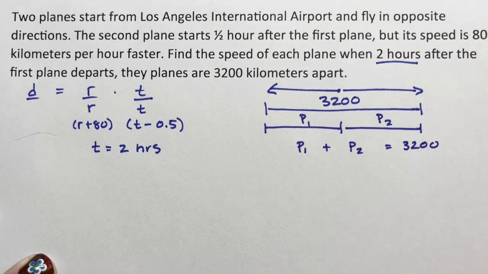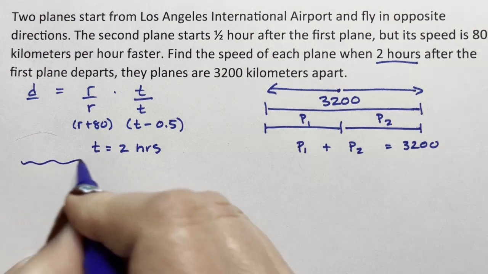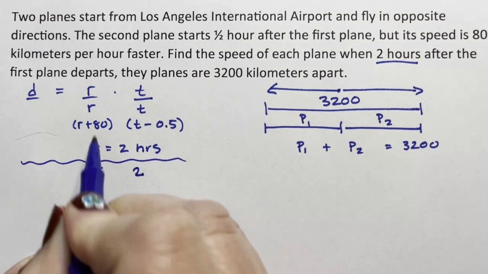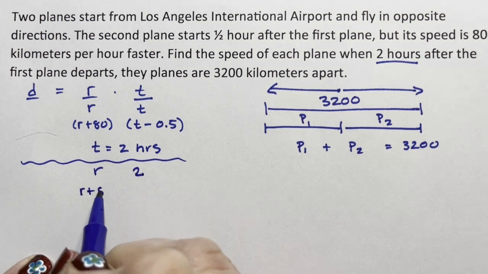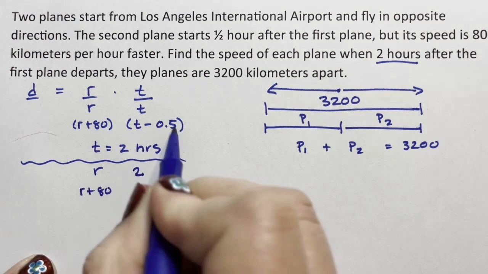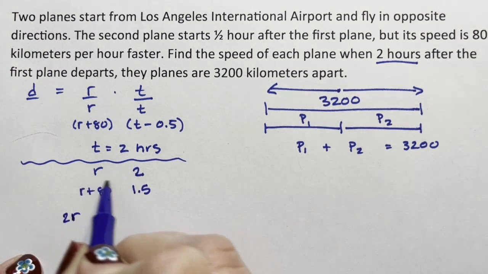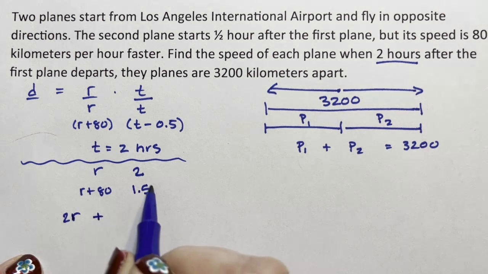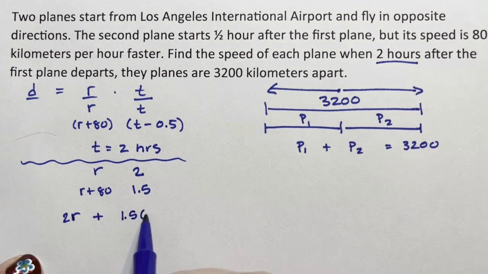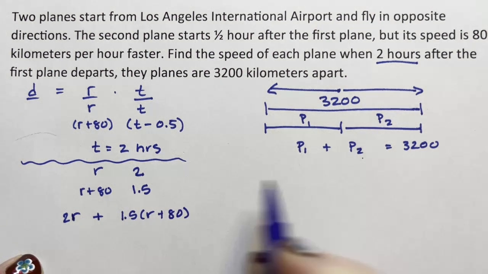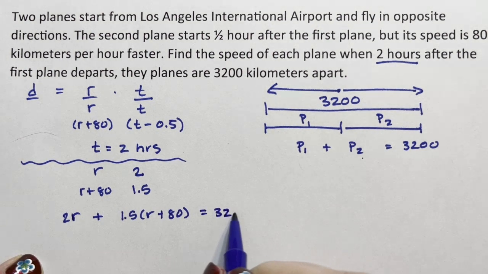All right, so let's put this all together. We're going to do a new table. We don't know the rate of the first, but we know the time is 2. We don't know the rate of the second, but it's 80 faster. And we don't know the time of the second. It's 1.5. What else do we know? We know that 2r, the distance of the first, plus the distance of the second, 1.5 times r plus 80. This is the distance of the second. If we add them up, it equals 3,200.